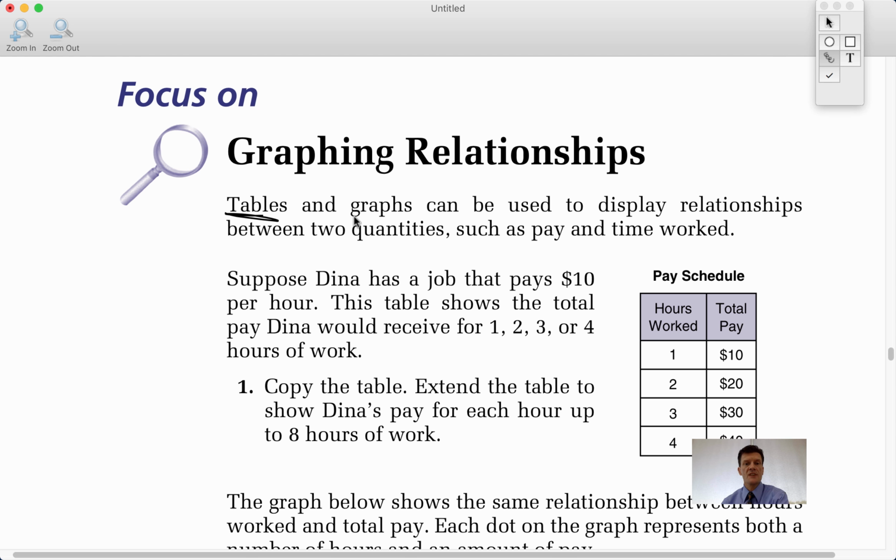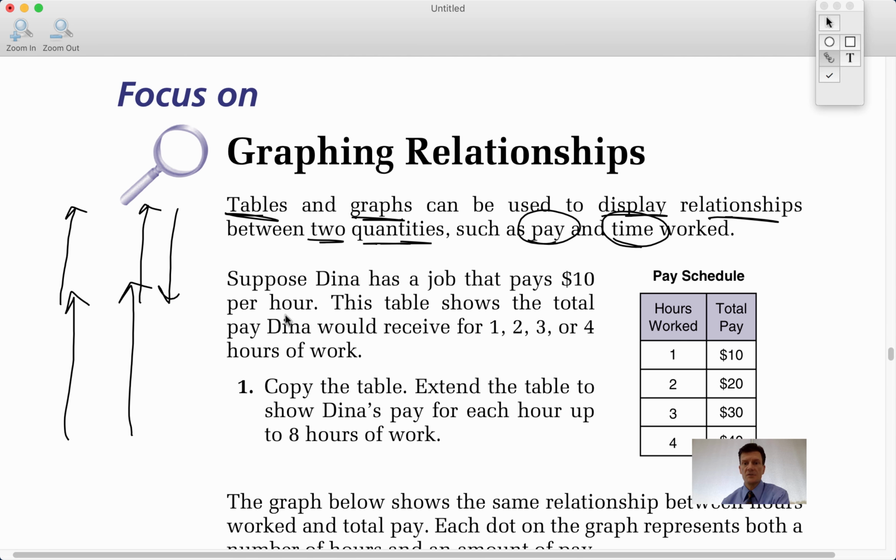It says here tables and graphs can be used to display relationships. What that simply means is you want to know if something increases, what happens to something else? Does it also go up or does it go down? That's basically what you're trying to figure out. So two quantities, two things, like how much you get paid based upon how much time you work. So obviously, the more time you work, as that goes up, the more pay you will receive. Okay? So those two are in a specific relationship.